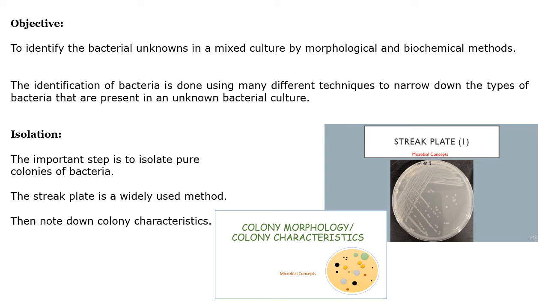The identification of bacteria is done using many different techniques to narrow down the type of bacteria present in your unknown bacterial culture. Now your culture can be pure, meaning after streaking or doing a spread plate you get a single type of colony, or you get a mixed culture, meaning you have 3 to 4 different types of cultures growing.